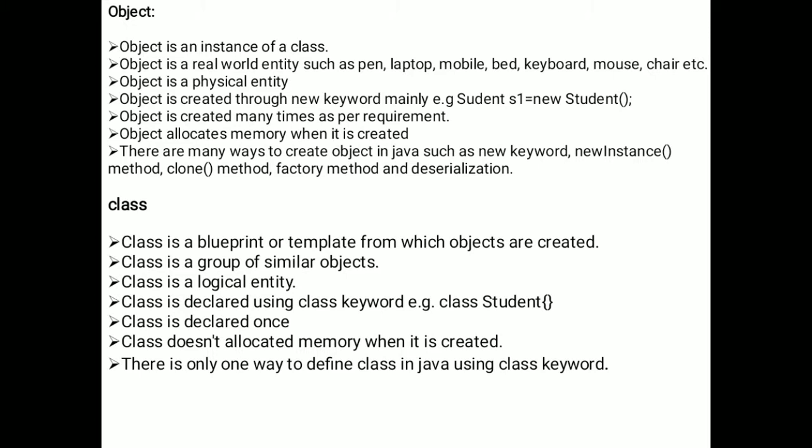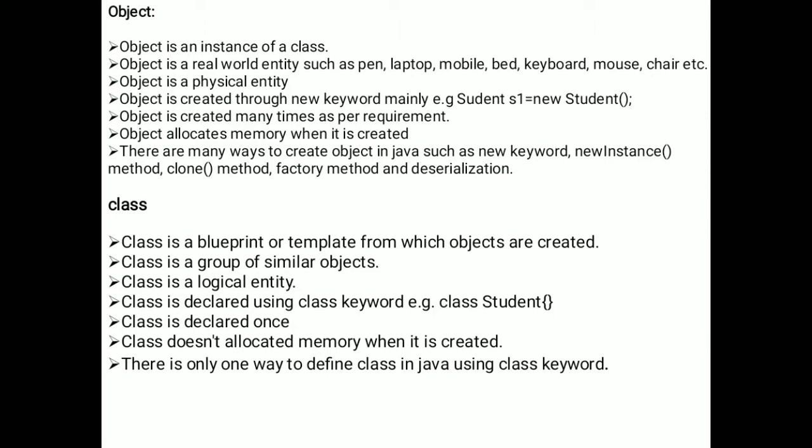The sixth difference is object allocates memory when it is required, whereas class does not allocate memory when it is created. The last difference is there are many ways to create object in Java, such as new keyword, newInstance, clone method, factory method, and deserialization. Whereas there is only one way to define class in Java using class keyword.